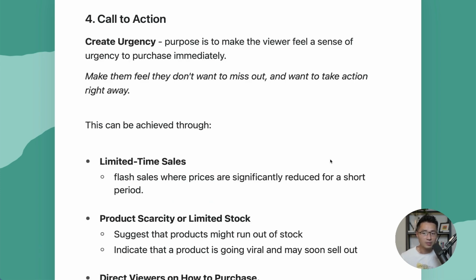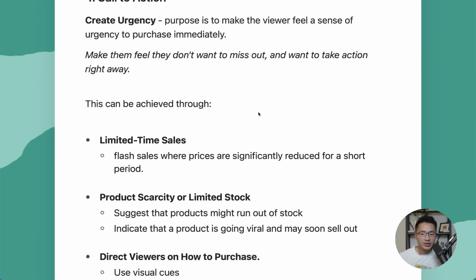So the last element that we're going to talk about is the call to action. The purpose of the call to action is to try to create some type of urgency. You want to try to make the viewer feel a sense of urgency so they could make the decision to buy immediately. You want to make them feel that they don't want to miss out and they want to take action right away. So this can be achieved in a few ways.